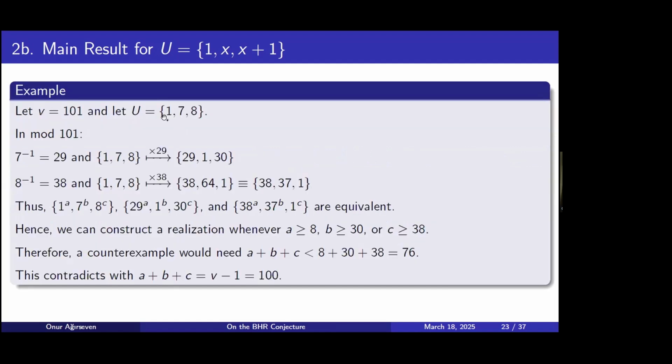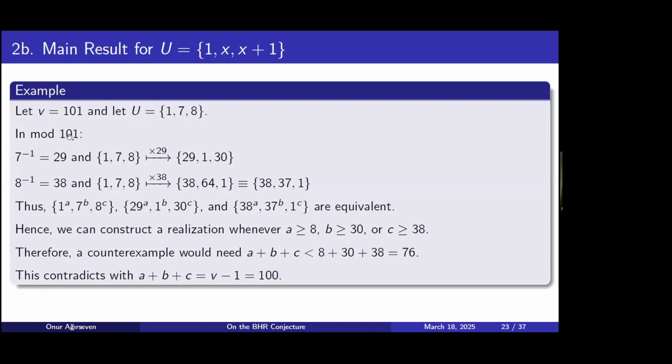Let's say they've given me this multiset, this underlying set, {1, 7, 8}. 7 and 8 differ by 1, as is our requirement. And let's say V is 101. So I'm in the complete graph of size 101, or you can think of it as Z101, whichever way you like thinking about it. Now, in the cyclic group, automorphisms are given by multiplications, of course.